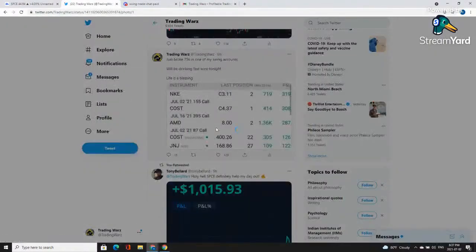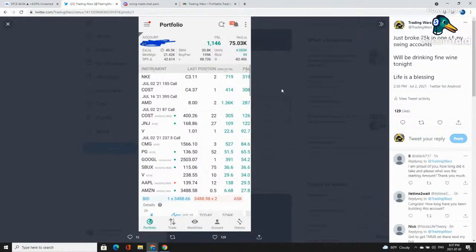So here we go. This is one of my swing trading accounts. I made $1,150 on the day. But look how many names. This is only the first page. I have another full page after this. So you see how I'm in so many names. If one of them doesn't work, it's not a big deal, because I have other positions on. And that's how you want to trade. For me personally, I like doing this the most.